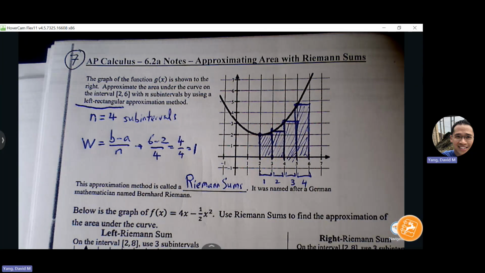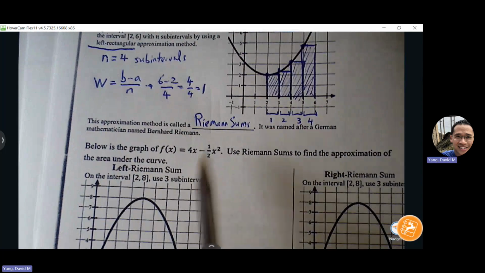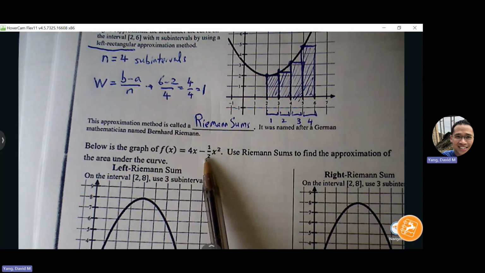Wait, so if n equals infinity, can you actually get the exact area? Yes. We're going to talk about that. If we take the number of rectangles and let it approach infinity, then we can get the exact area under the curve. We have the limit definition of derivative that we learned, and there's also a limit definition of area, which is the long way of doing things. The more efficient way we'll talk about next week.